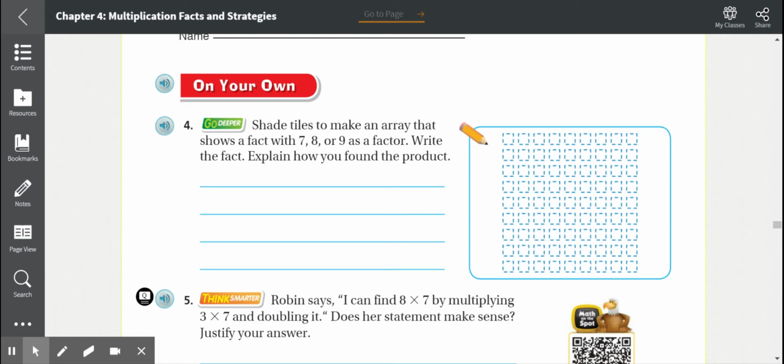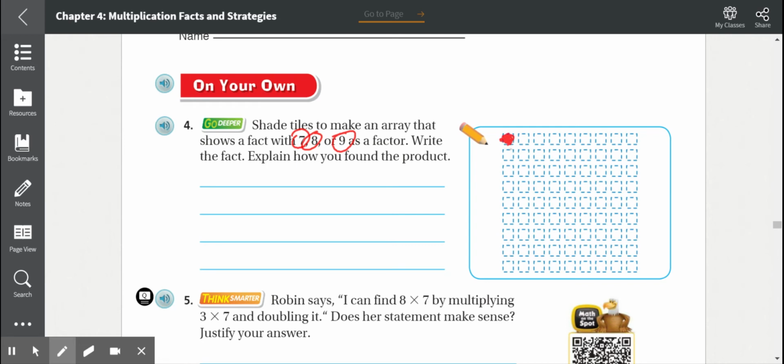Okay, shade tiles to make an array that shows a fact with 7, 8, or 9 as a factor. Write the fact and then explain how you solved finding the product. Okay, so we're going to do this together. Why don't we do 7? So we're going to shade in 7 going down.